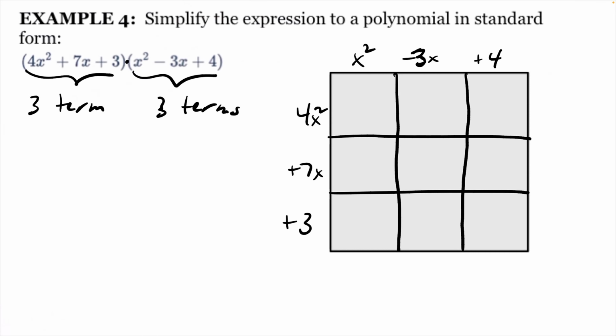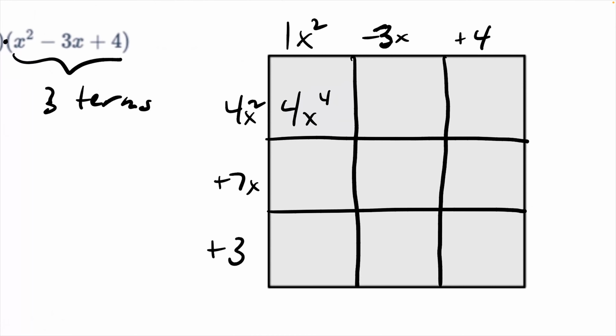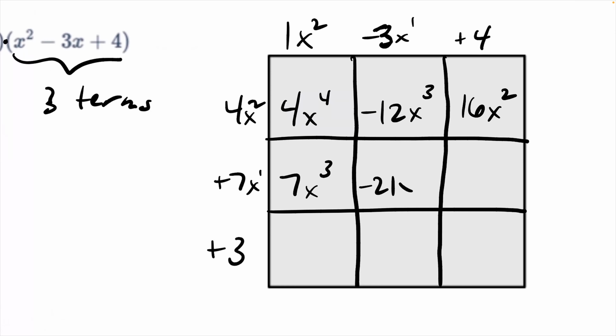Multiply again. Multiply like you did on the last one. So we got 1 times 4, which is 4. x2 and x2 make x4. 4 and negative 3 make negative 12. x2 and x1 make x3. 4 and 4 make 16, x2. 1 and 7 make 7, x3. Negative 3 and 7 make negative 21, x2. 7 and 4 make 28x.